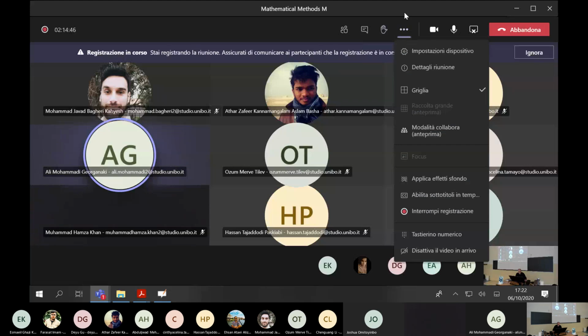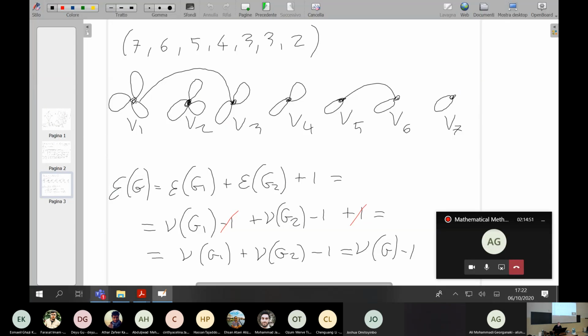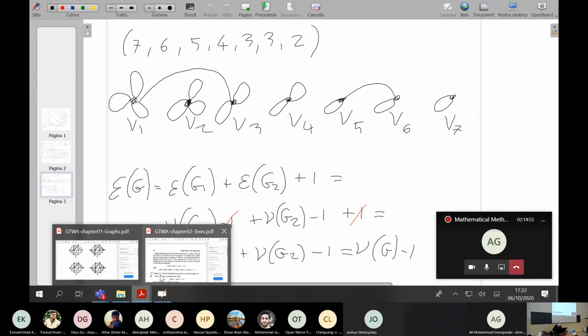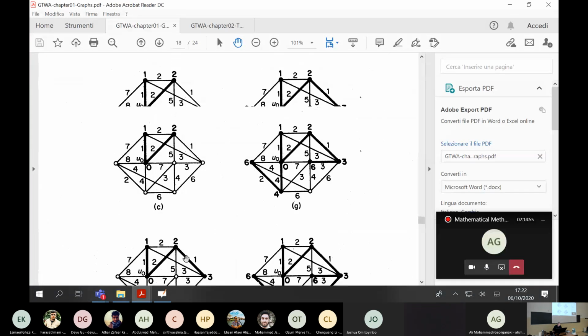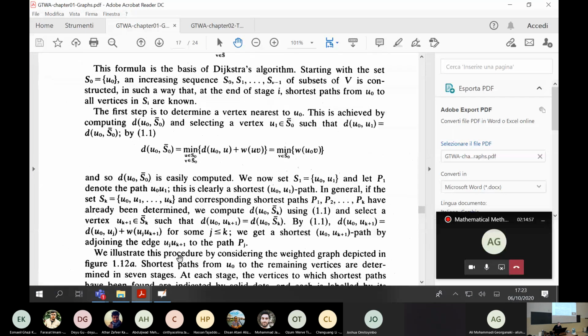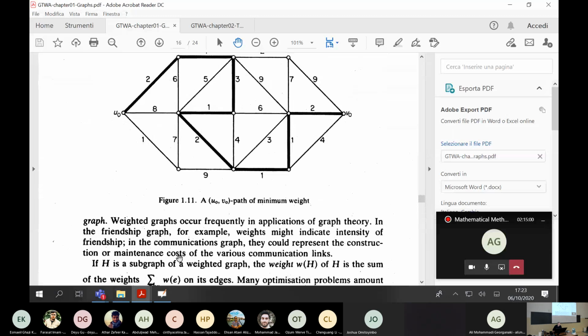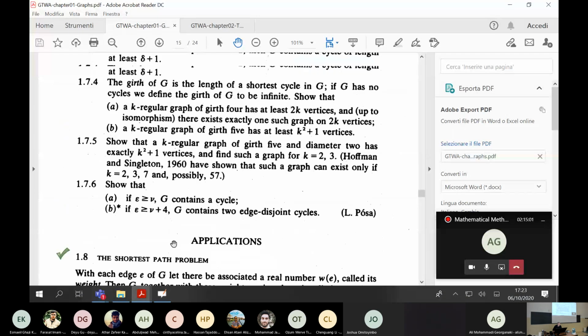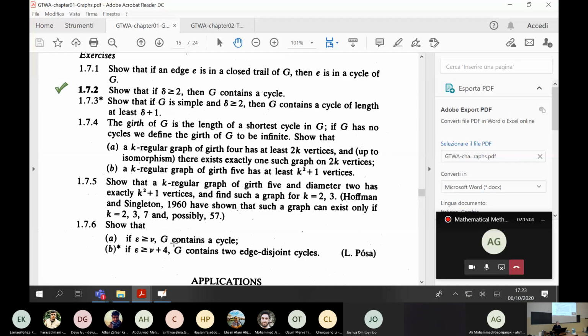Please excuse me. The next proof we had for exercise 172: show that if the minimum degree in G is at least 2, then G contains a cycle. Write down one line of mathematical proof for it instead of a wordy explanation.